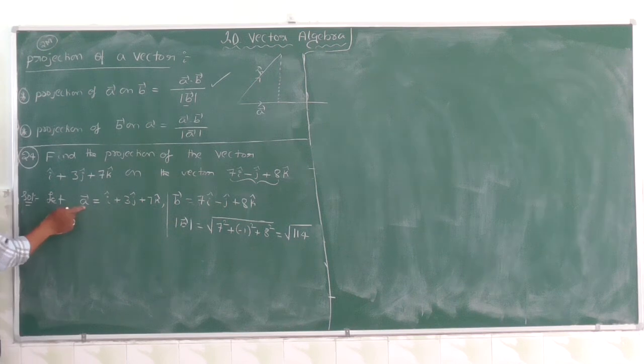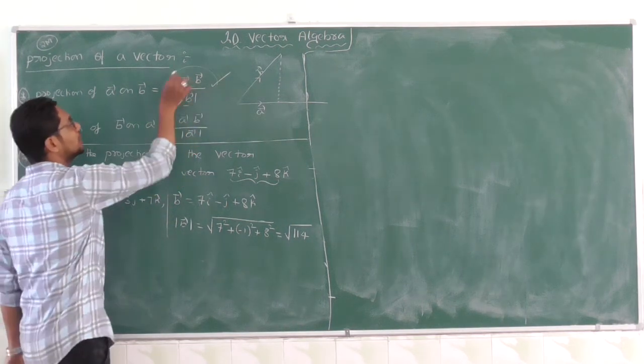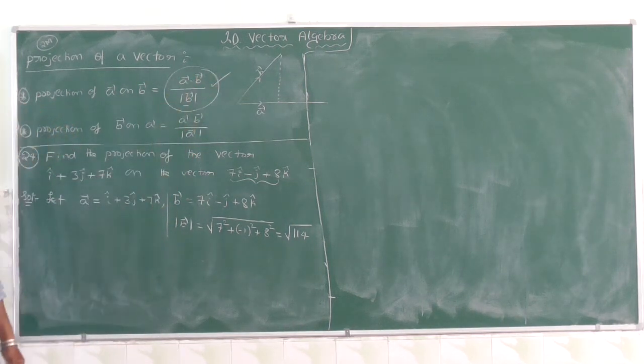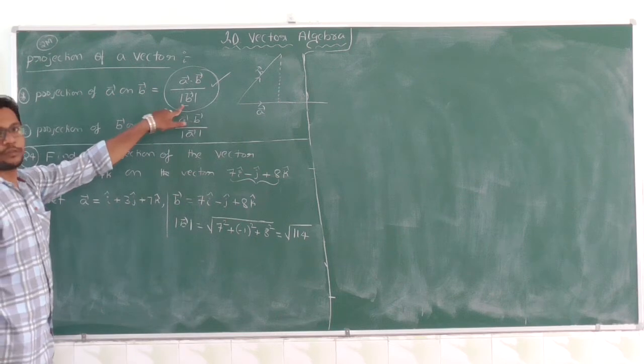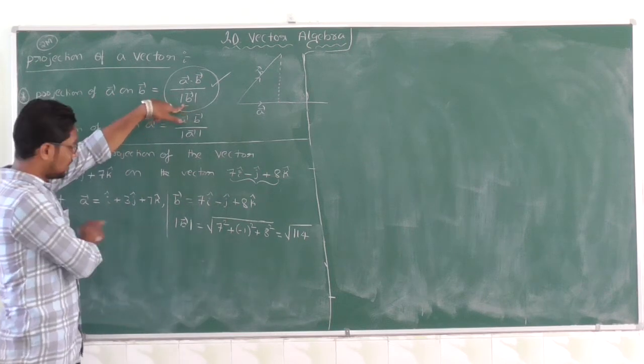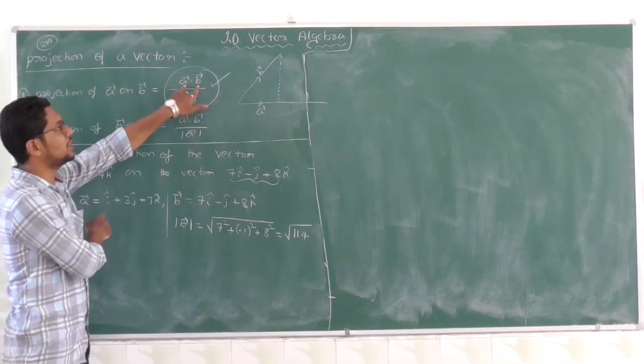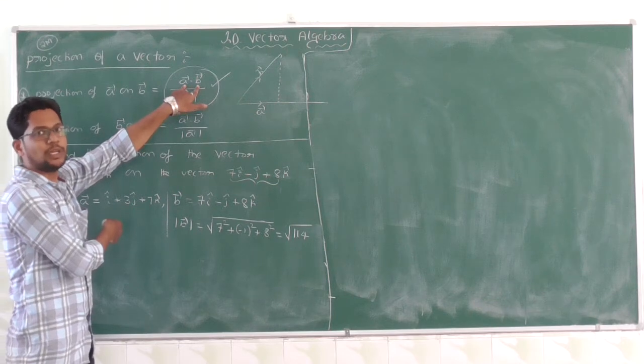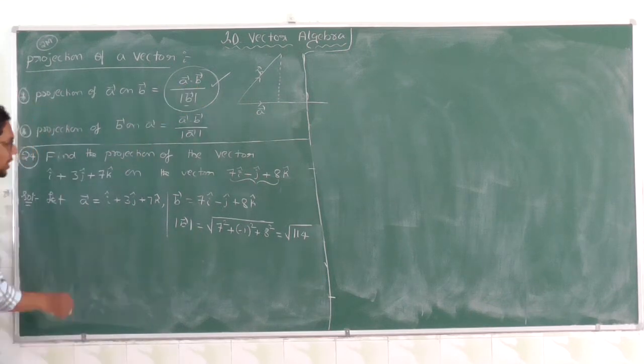Okay. We don't want the magnitude of A because we have the formula that A dot B divided by magnitude of B. We want only the magnitude of B. We don't want the magnitude of A. Now let us find out A dot B, the dot product of A and B.